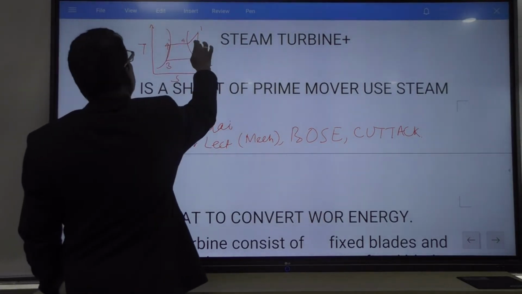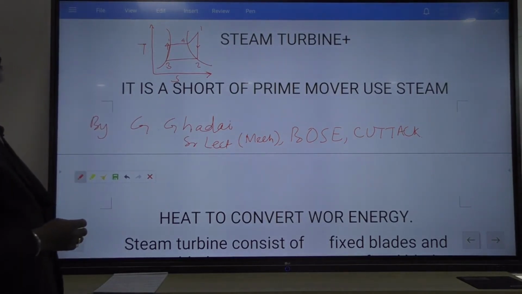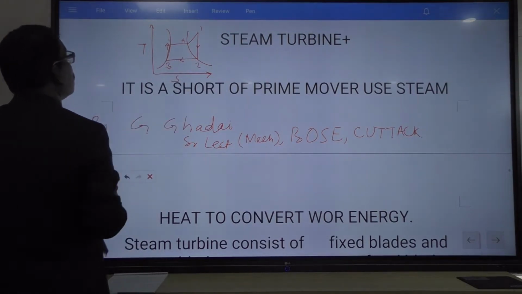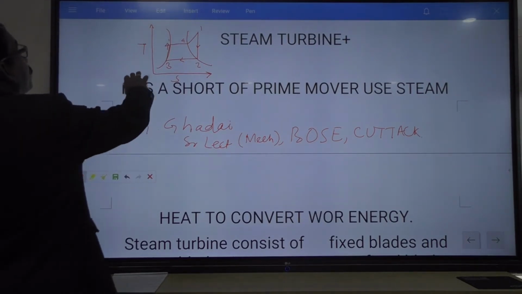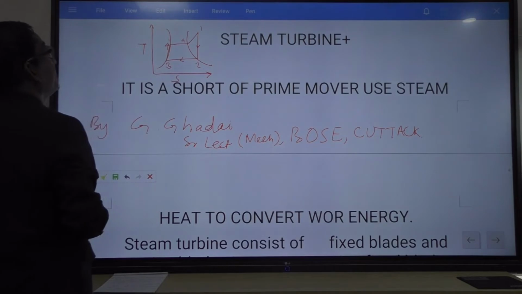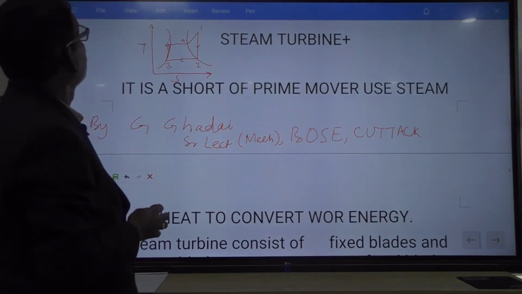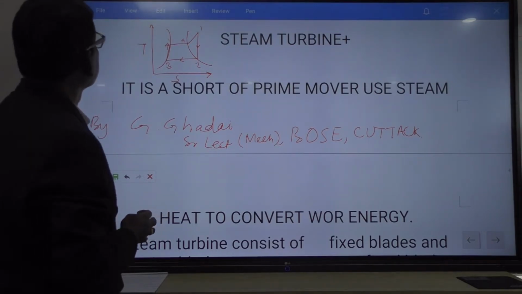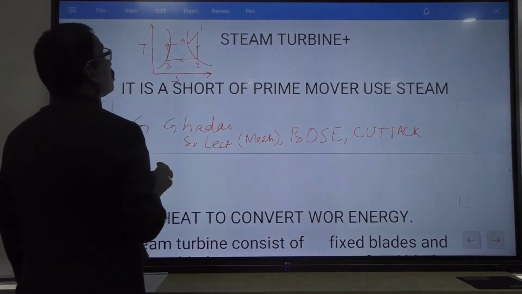Here, the 1-2 process is the thermodynamic process in the steam turbine. 2-3 is the heat rejection in the condenser, and 3-4 is the heat addition in the boiler. These are the 4 components in the thermal power station, and this 1-2 process takes place in the steam turbine.